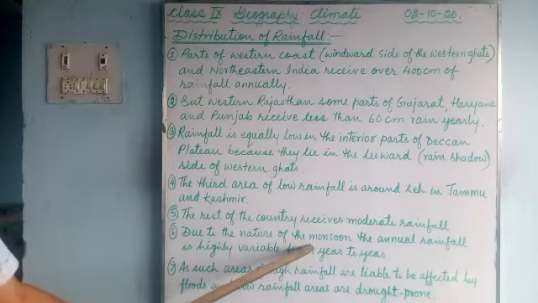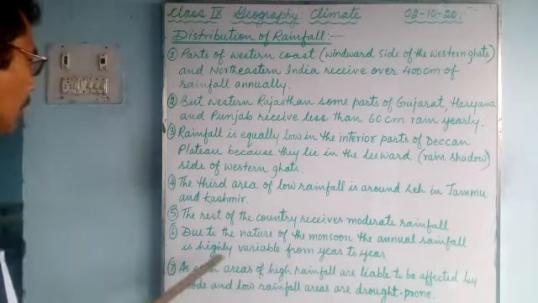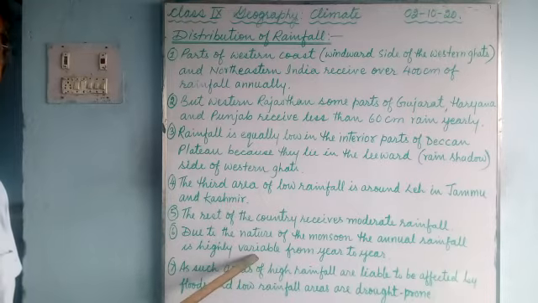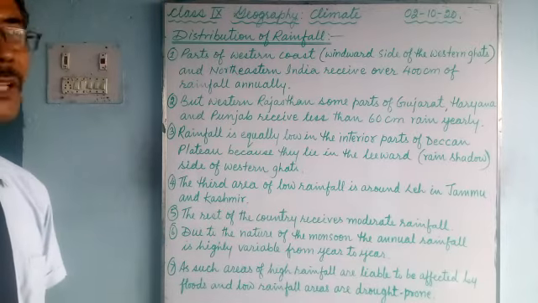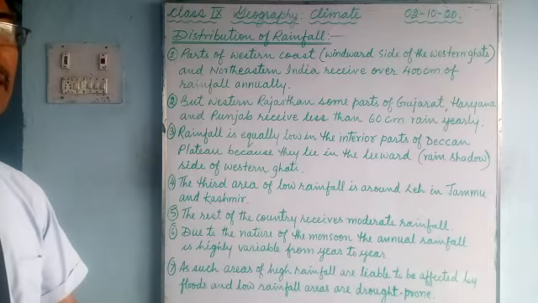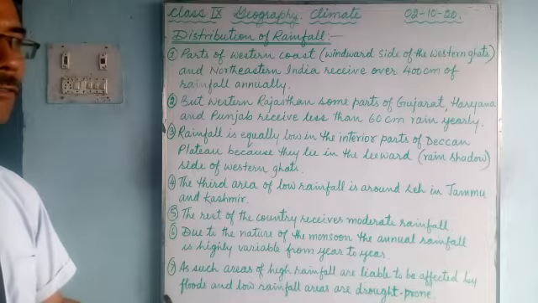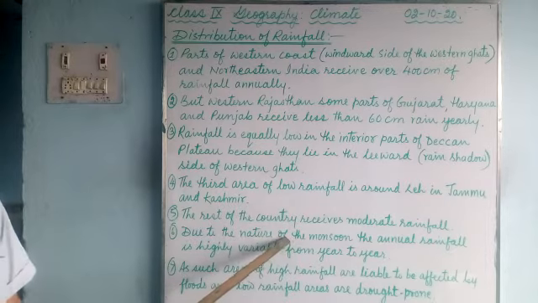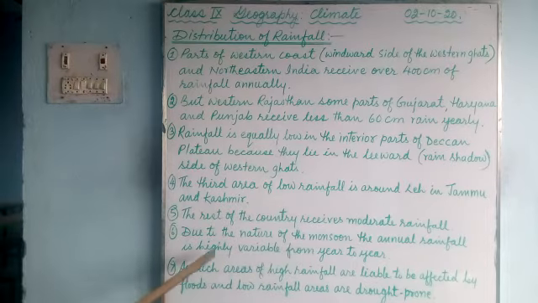Due to the nature of the monsoon, the annual rainfall is highly variable. Variable means there is a difference. It is not the same every year. Some years it will rain heavily, in some years there will be less rainfall, or sometimes no rainfall. So the nature of the monsoon is very variable. It is changeable. Every year it changes.